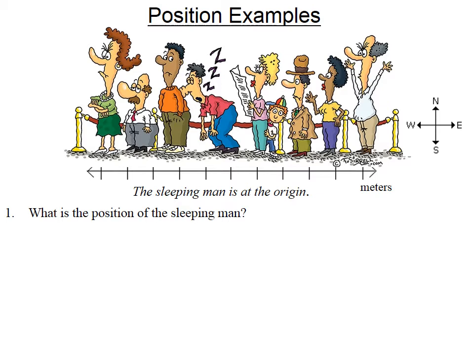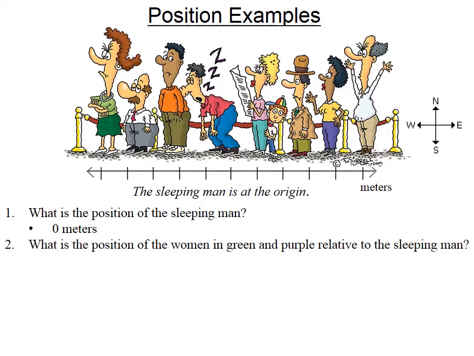Number 1, what is the position of the sleeping man? Well, because I defined my origin as the sleeping man, the position of him would then be at 0 meters. Number 2, what is the position of the women in green and purple relative to the sleeping man? Well, the sleeping man is at the origin, so the woman in green, she's 5 meters west of the sleeping man. We often define west as negative, so negative 5 meters.